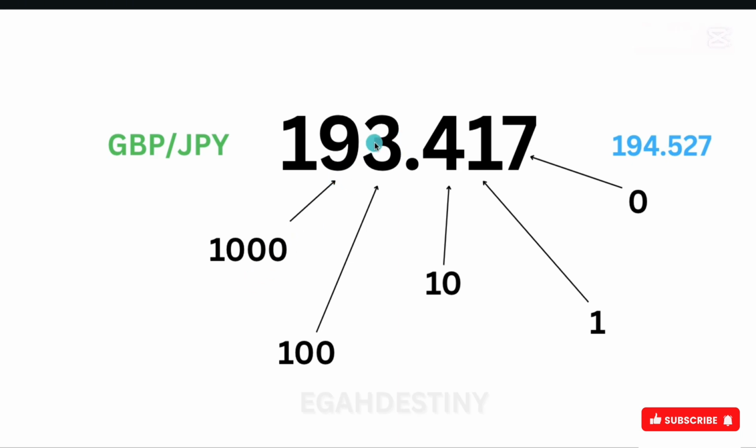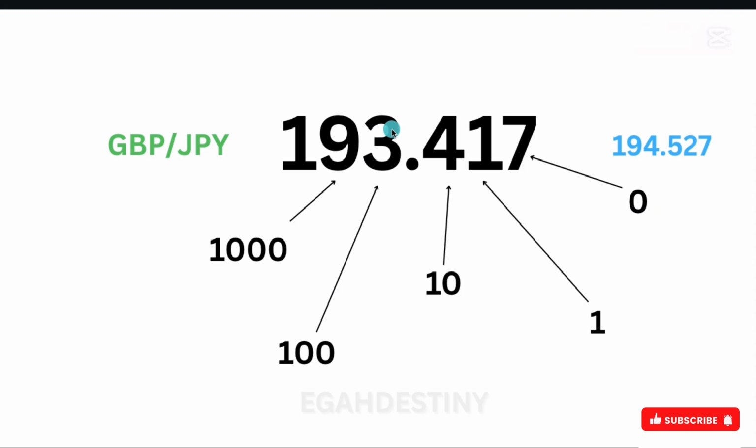So if the price changes from 193.417 to 193.427, it means the price has changed by 1 pip. If the 4 changes to 5, it means the price changes by 10 pips. If the price changes from 3 to 4, it means the price has changed by 100 pips, and so on and so forth.